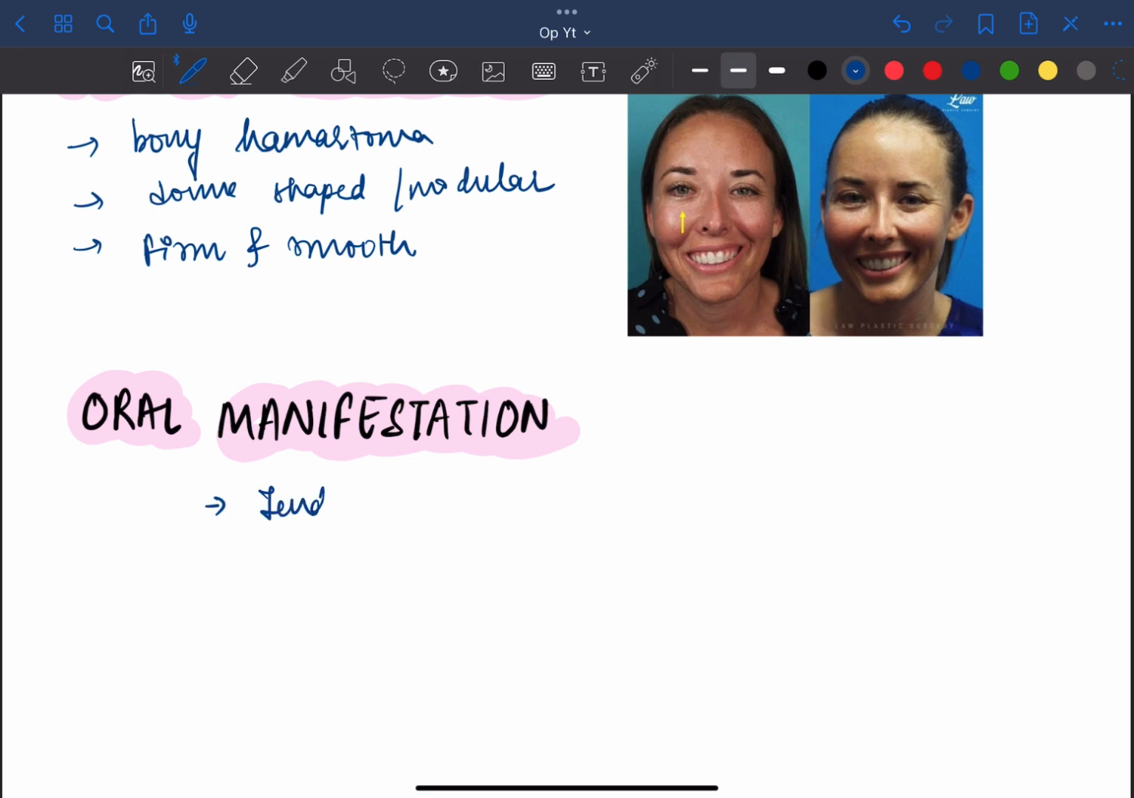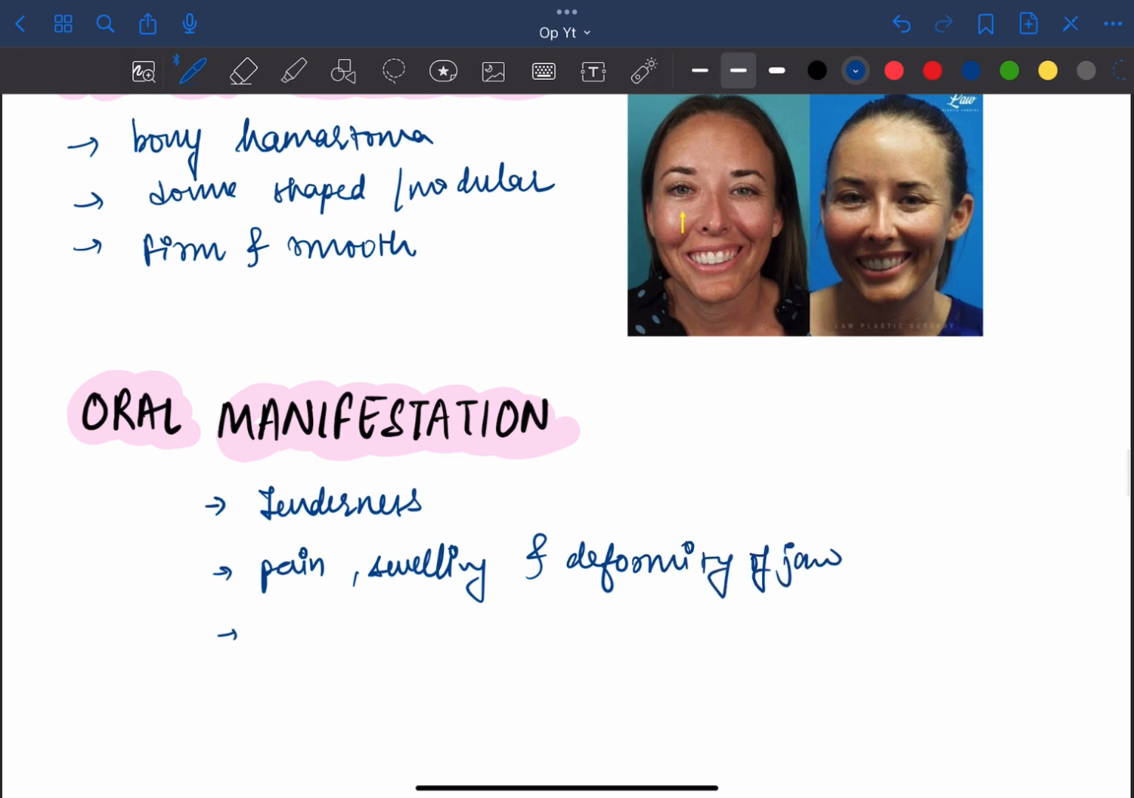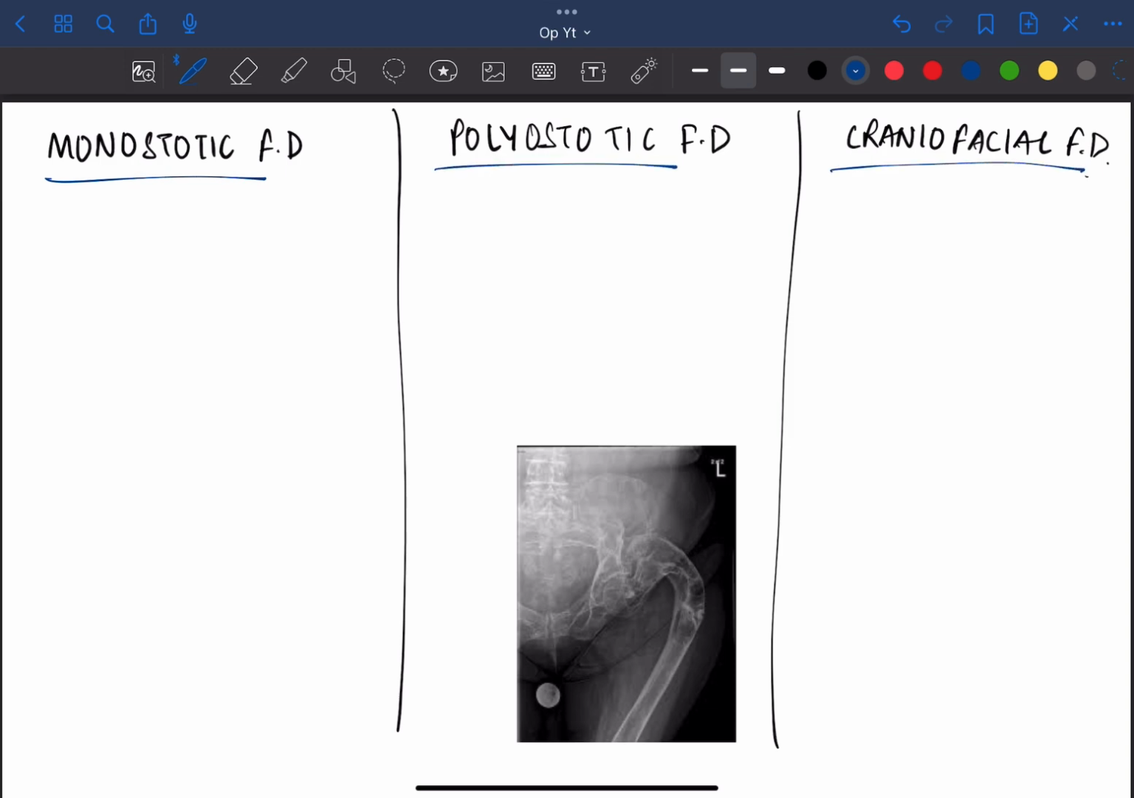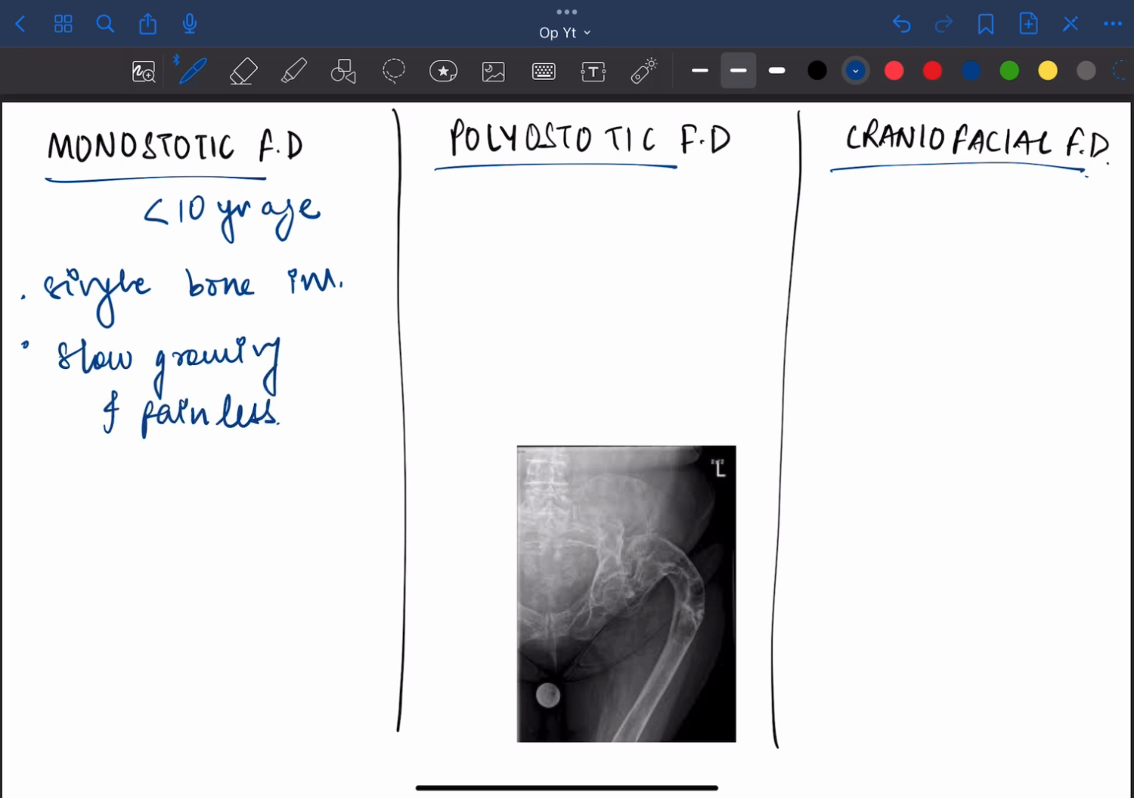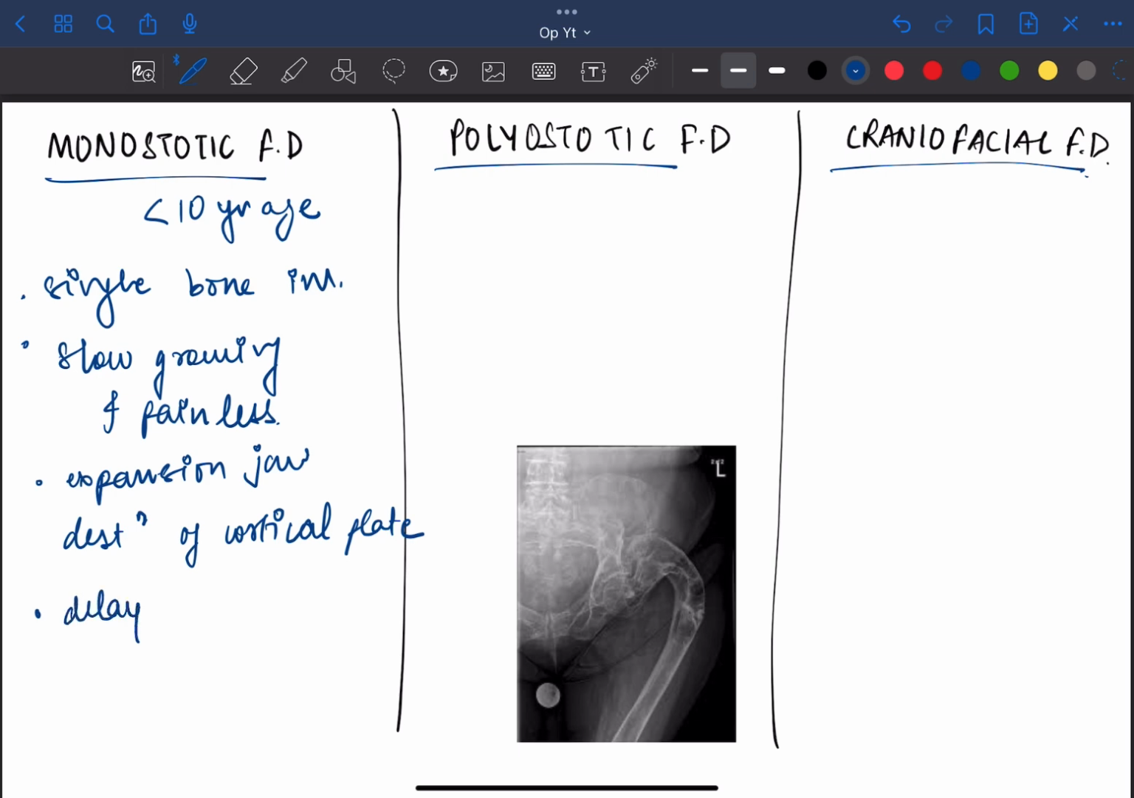Oral manifestations. The patient will complain of tenderness, pain, swelling and deformity of jaw. Now, bulging of jaw will be the first sign. Now, individually we can study the types. Monostotic type occurs in children below 10 years of age. A single bone is involved. It is a slow growing and painless swelling. There is expansion of jaw and destruction of cortical plate. It also causes delayed eruption and displacement of teeth.